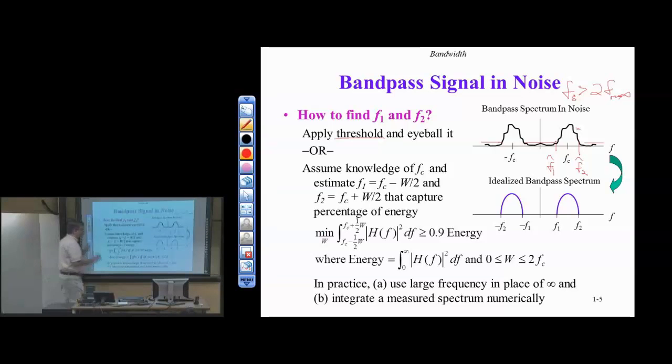So in the end, we're looking for one free parameter. If we know the center frequency, now we just have to find an estimate of the bandwidth of this bandpass spectrum, and we're going to call that capital W. So capital W is this. It's this distance.